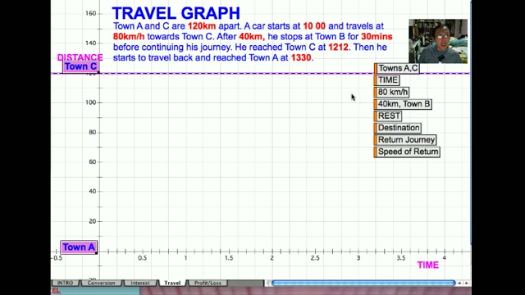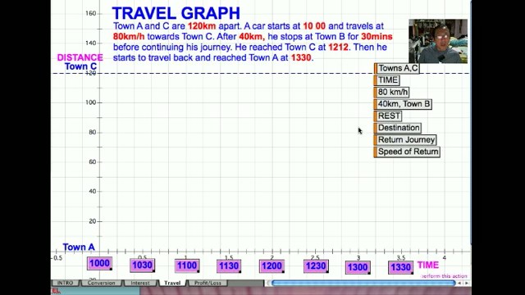We begin by marking the beginning and the end of the journey. Town A and C are 120 kilometers apart, and the journey starts at 10 and ends at 1:30. Thus, for the x-axis, we show the beginning time 10 and the ending time 1:30. A car starts at 10 and travels at 80 kilometers per hour. The speed here is the gradient.